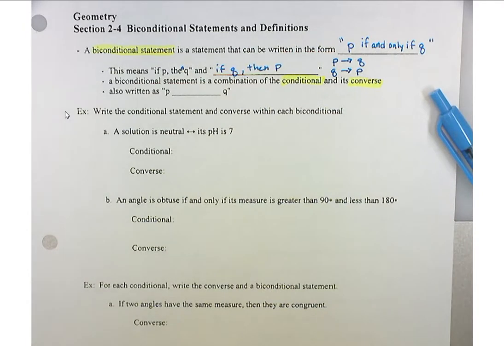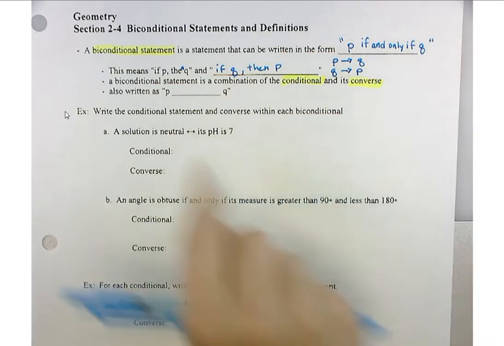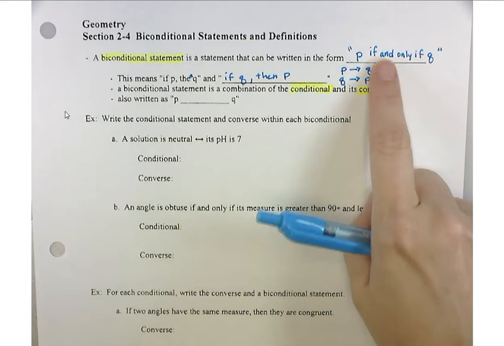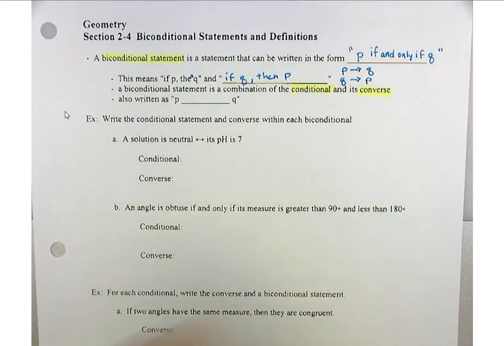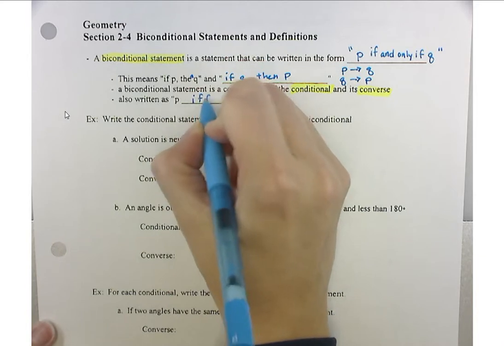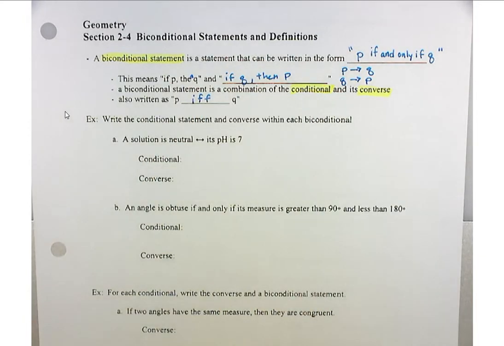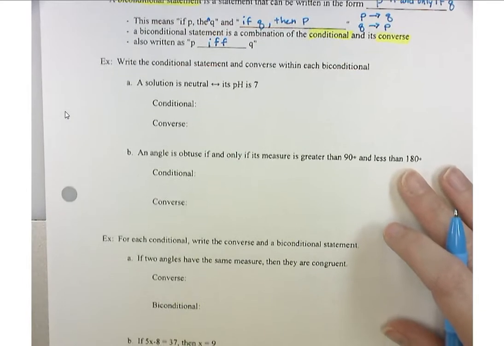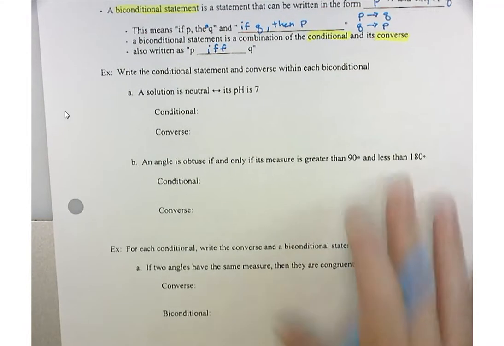And then another way that you can write this, so this is shorthand. Instead of writing out if and only if, sometimes you'll see the abbreviation IFF. It is not if misspelled. It means if and only if. So that's a special notation.